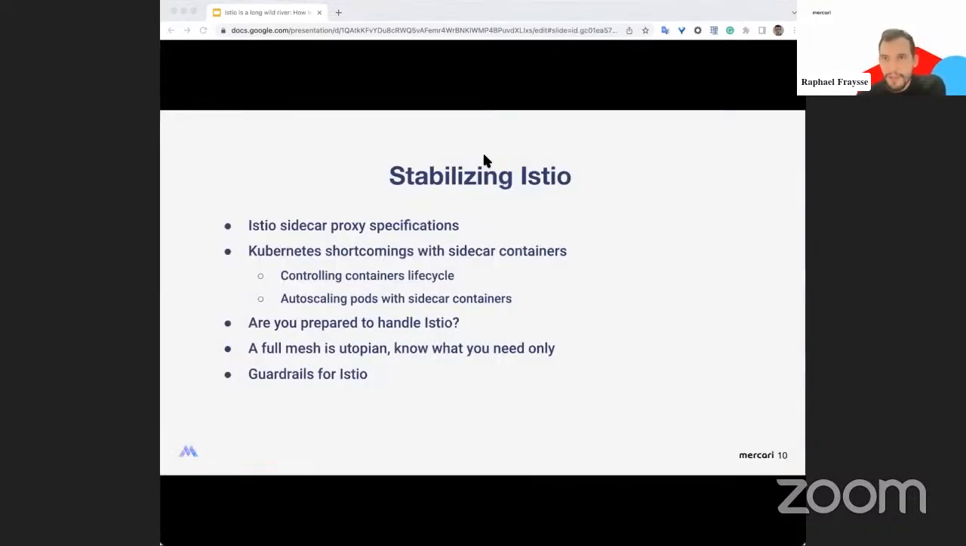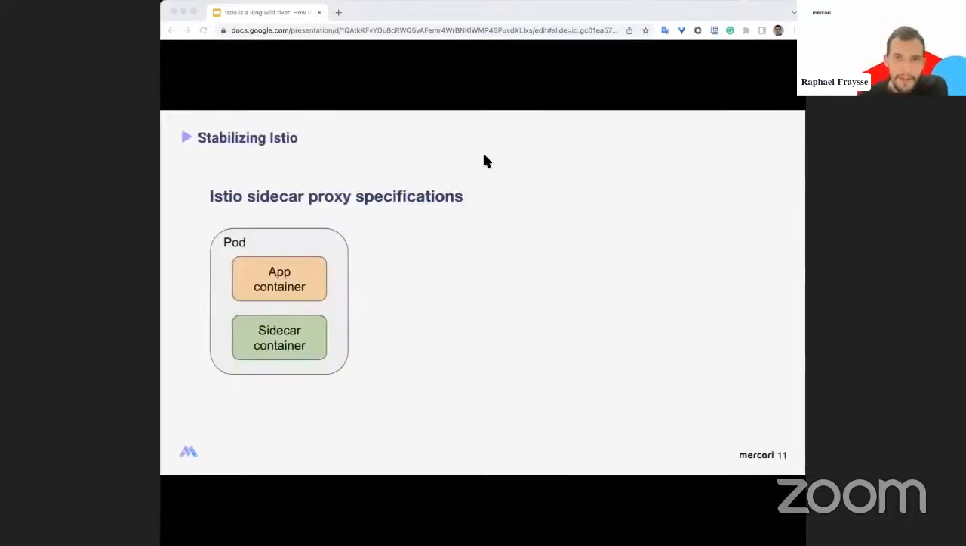I will first explain quickly the specifications of the Istio sidecar proxy to understand how and why we had to stabilize it on Kubernetes. After that, we'll explore an important question we wanted to ask ourselves when we started Istio. Then we will explain how a full mesh is kind of utopian to have and the importance of knowing only what you need. Finally, we will briefly explain some guardrails for Istio. So for the Istio sidecar proxy in a Kubernetes cluster, to explain the concept, I will explain how a pod works in Kubernetes.